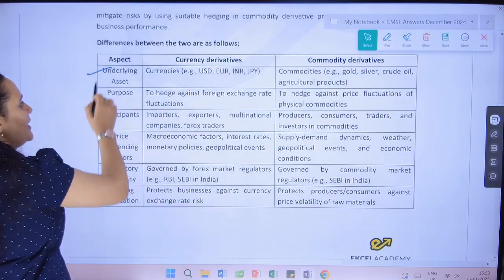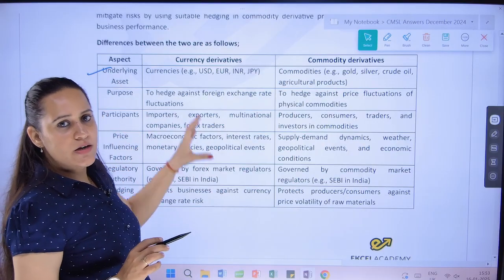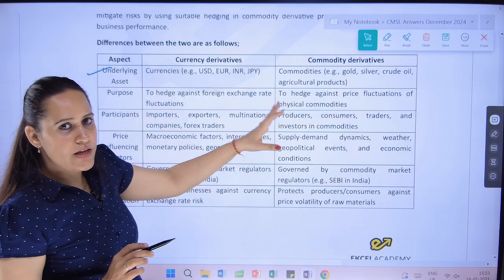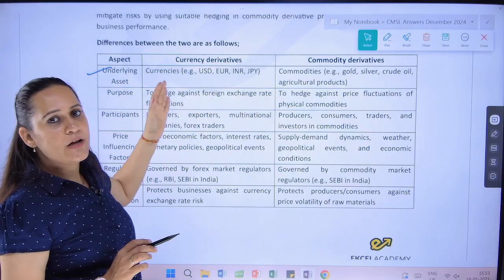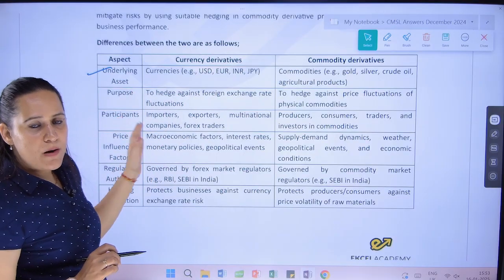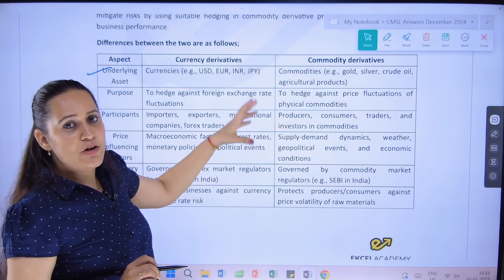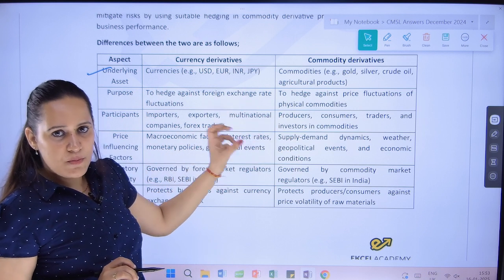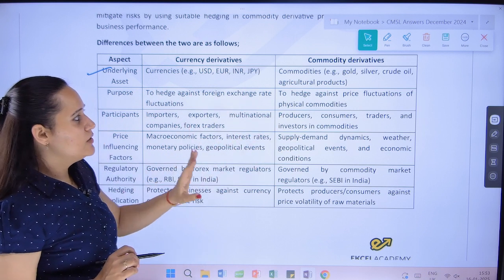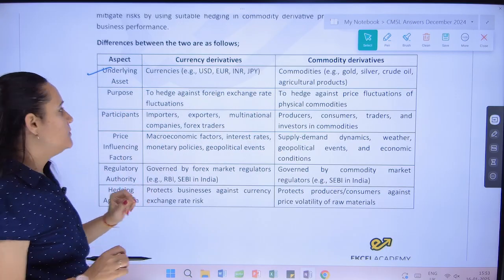So what is the underlying asset? That is the main distinguishing factor. Here it is currency, there it is commodity. Here if it is currency, it can be US dollars, it can be pounds, it can be euros, right? In case of commodities, it can be any kind of metal, it can be any kind of agricultural product, oil, silver, crude oil, whatever.